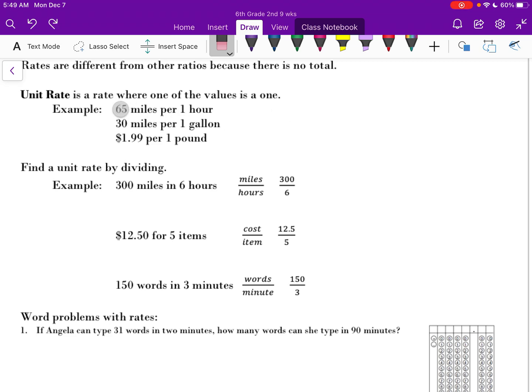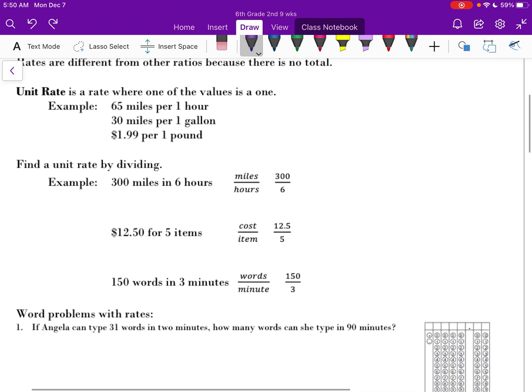So like 65 miles per 1 hour, 30 miles per 1 gallon, $1.99 per 1 pound. Okay, and we find a unit rate by dividing. So if we knew that someone went 300 miles in 6 hours, we could say, okay, well, miles over hours, so 300 miles in 6 hours. So we would divide that to figure out how far they would go in 1 hour.